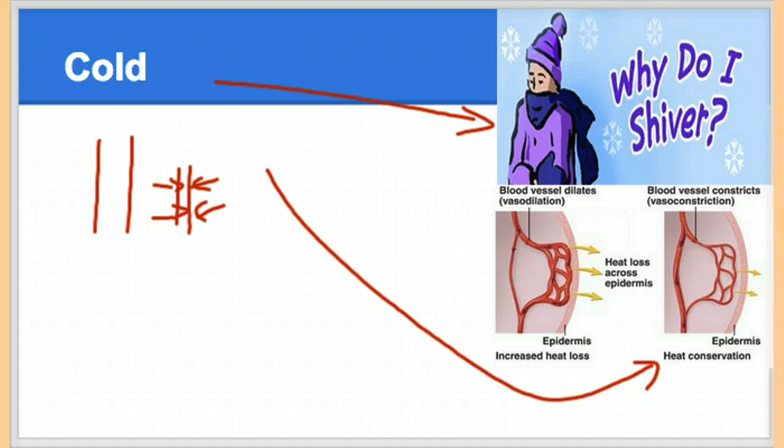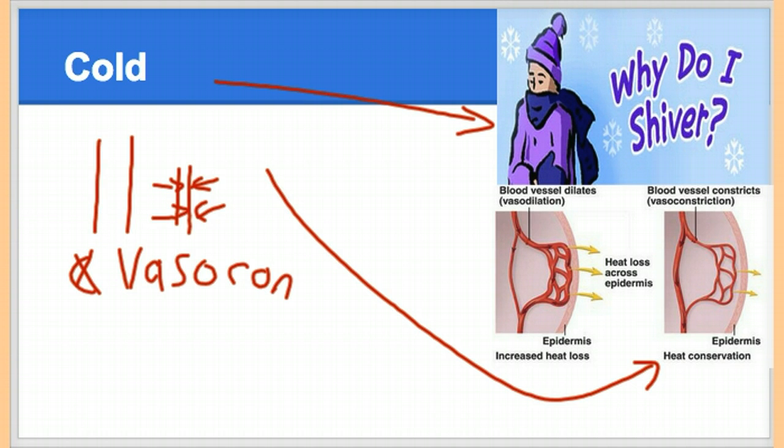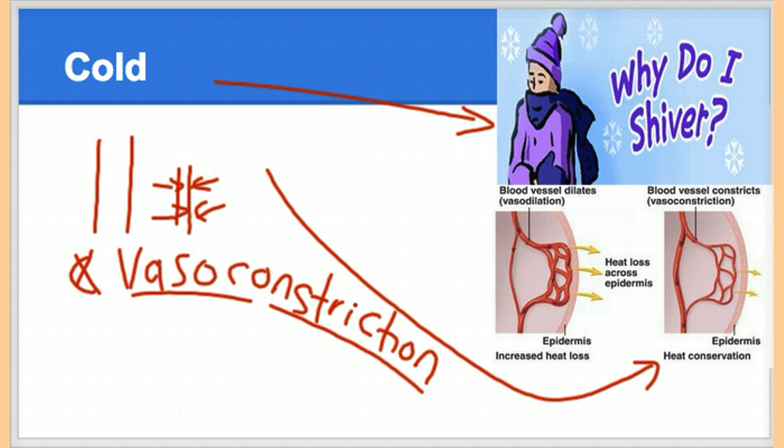So apart from shivering, vasoconstriction happens. So I'm going to write that. Vasoconstriction. That is where your blood vessels become smaller and heat is conserved.